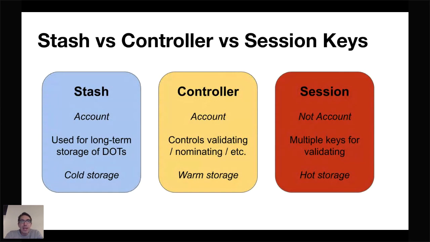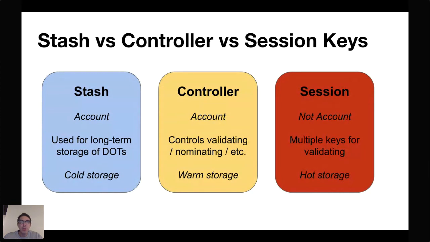If you are going to nominate, you actually need, or at least you're definitely recommended to have, two different accounts: a stash account where you would store your DOTs, and a controller account which could do the controlling for turning validating or nominating off and on, and deciding who to nominate. The controller account is going to have to be warm storage because you'll have to do things with it occasionally. You may want to turn nominating off or on, or decide to nominate different validators as time goes by.